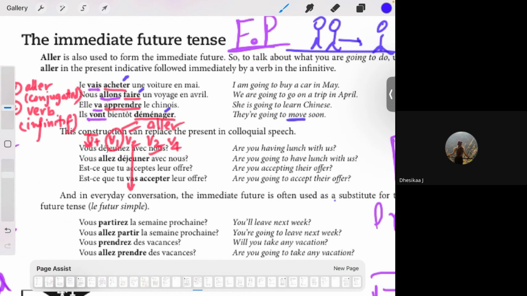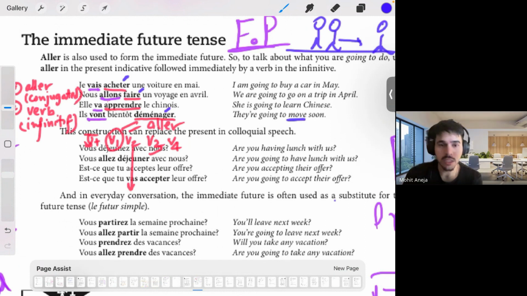They're gonna shift to a different place. Exactly, yes, they're gonna shift to a different place. This is not the move that they're meaning here. Does that make sense?